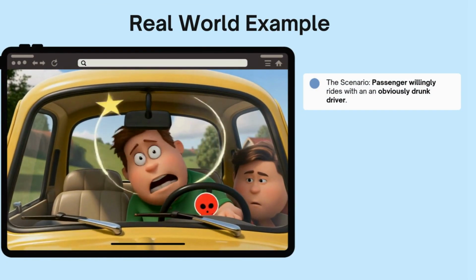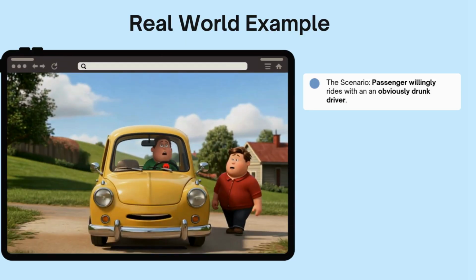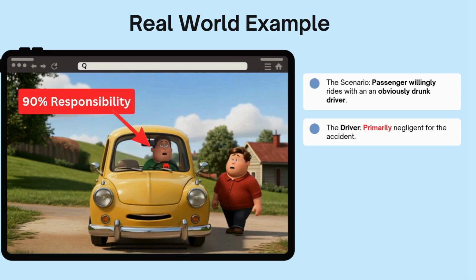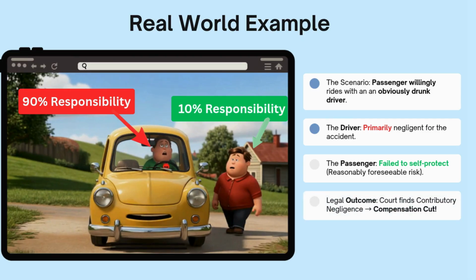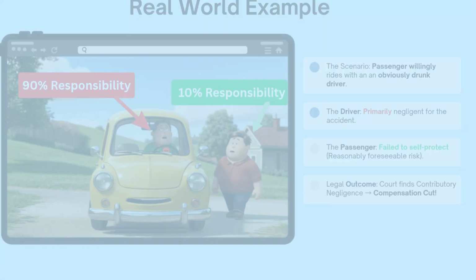Imagine you are willing to get into a car knowing the driver is heavily intoxicated. If a crash occurs, the drunk driver bears the primary responsibility, let's say 90% at fault for reckless driving. However, because you knowingly took the risk and failed to protect your own safety, the court holds you 10% contributorily negligent. As a result, your compensation is reduced by 10%, leaving you with 90% of the total damages.